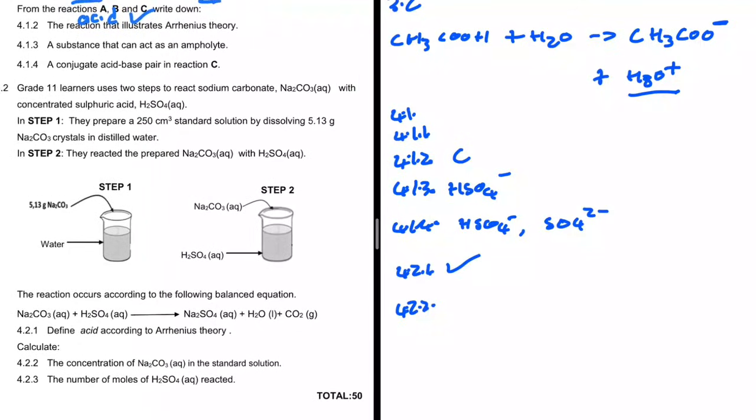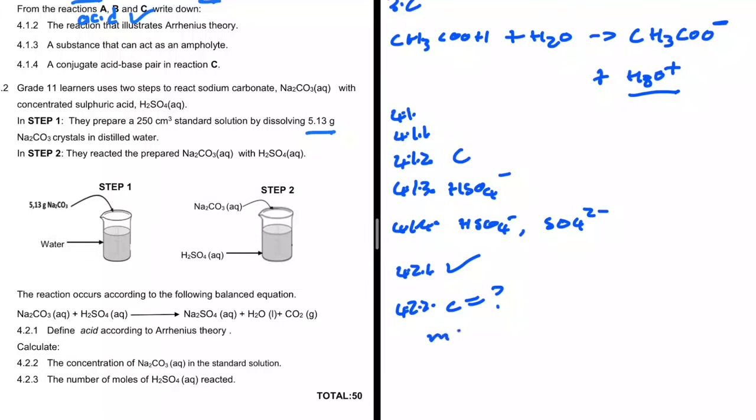Let's take a look at the information that we have, because physical sciences is just a matter of being given information, having a principle, and using the principle to find the unknown. Here, the concentration is our unknown. What information do we have with regards to Na2CO3? We know that we have a mass of 5.13 grams that is dissolved in distilled water.